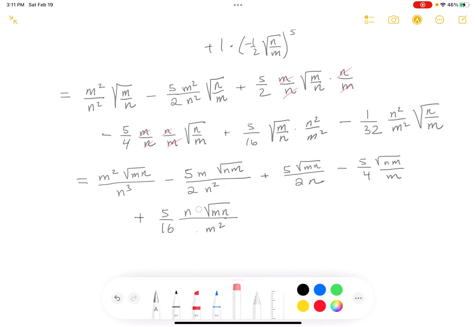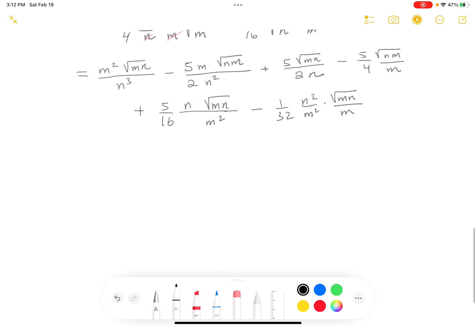All right, let's keep going. Then what do you get? Minus, let's see what term you got. 1, 2, 3, 4, 5. Oh, last term. What do you get over there? 1/32. I'm not done cleaning up either, by the way. N squared, m squared, times nm, whoops, over m. Yeah, I think I'm done. Let me just clean it up a tiny little bit.